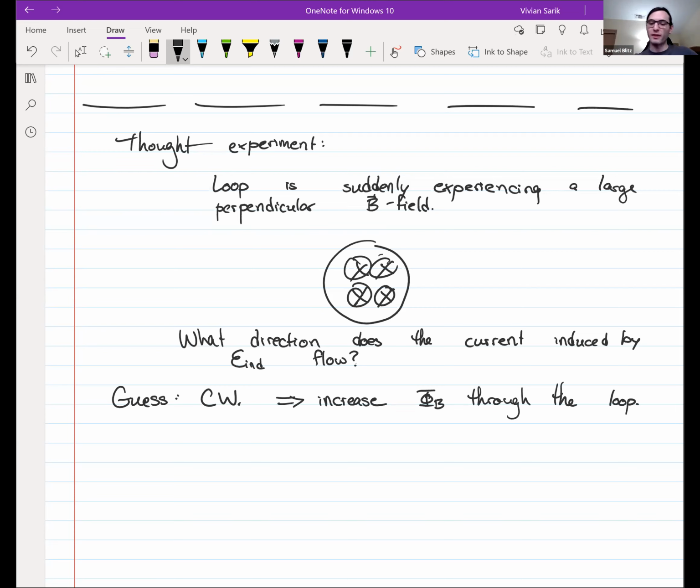So we know that that can't happen, because that would require infinite energy, and we know that we don't just generate black holes out the wazoo when we put loops in magnetic fields. So the current cannot be flowing in that direction. Otherwise, it would require infinite energy.